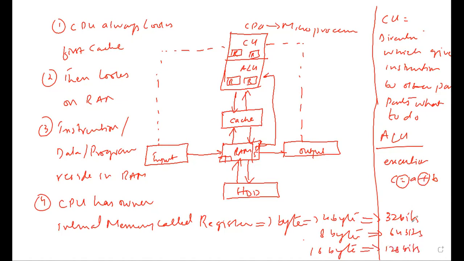Remember, we also determine the speed of a computer by the size of bits: 32-bit processor, 64-bit processor, 128-bit processor, so that the computer can handle that number of bits at a time. Okay, got the idea? So I'm moving to the next part. Should I move to the next part?